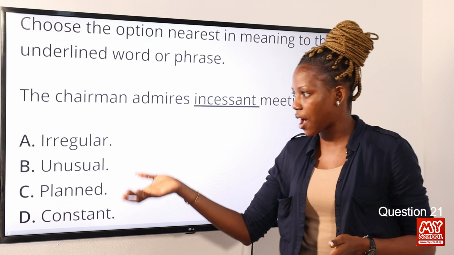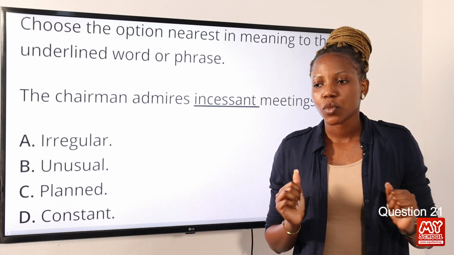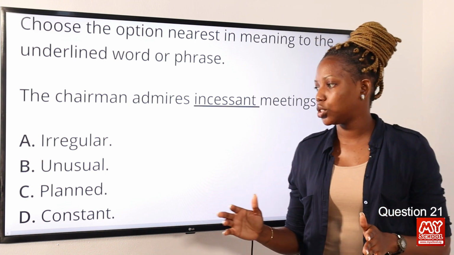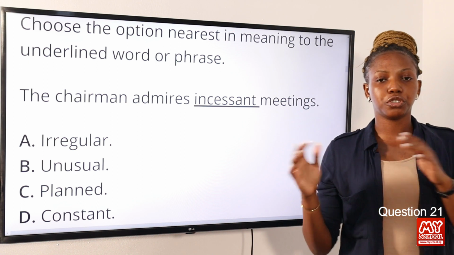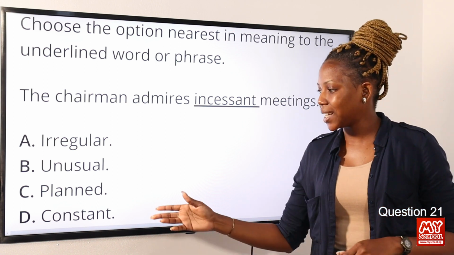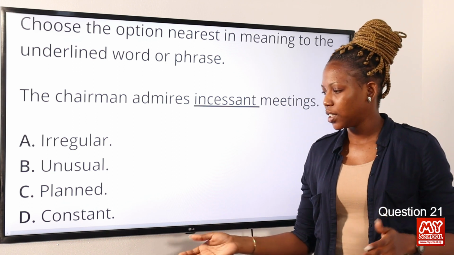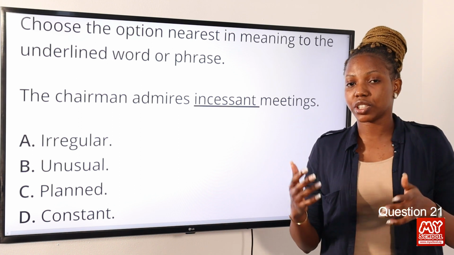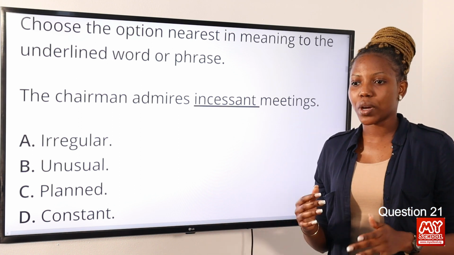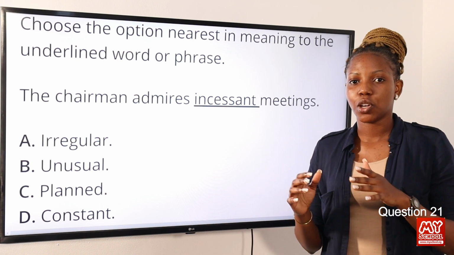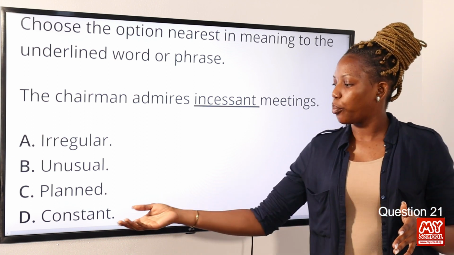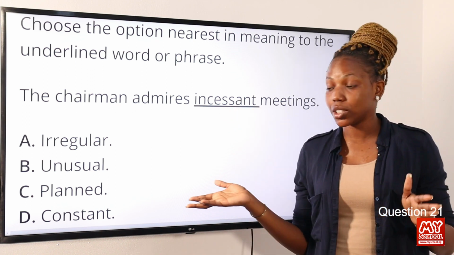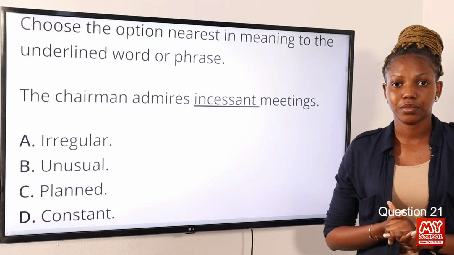Now from the options we have irregular, something that is not regular, not following a particular pattern. Option B, unusual, not usual, not expected. Planned, designed according to a plan. Then constant. When something is constant, it is not changing, it reoccurs over time, it's consistent. So when it is consistent, that means it's not ending or it's the same. So it is most similar in meaning to the word incessant. So option D, constant, is the answer to this question.